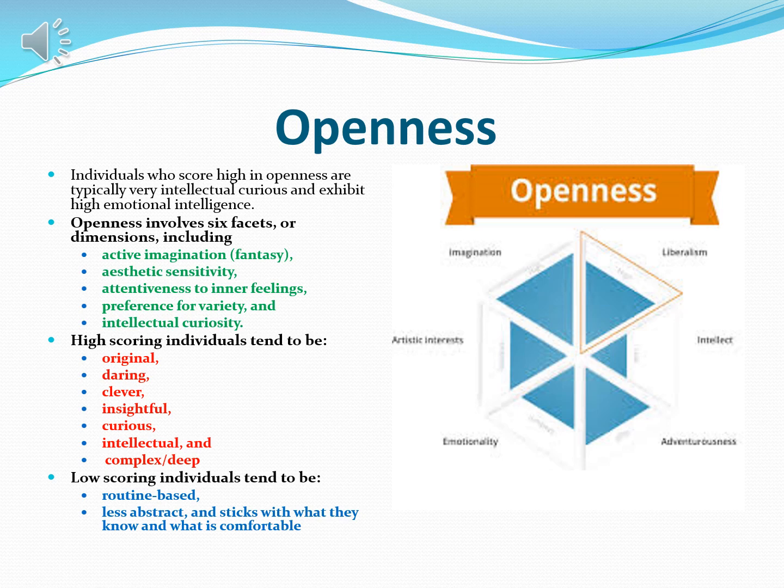High scoring individuals tend to be original, daring, clever, insightful, curious, intelligent, but also complex and deep. On the other side, low scoring individuals tend to be routine based, less abstract, and stick with what they know and what is comfortable. They live in their comfort zone, so they don't take any risks. If you see the picture, you can see the different traits, with high and low on either side of the openness people.